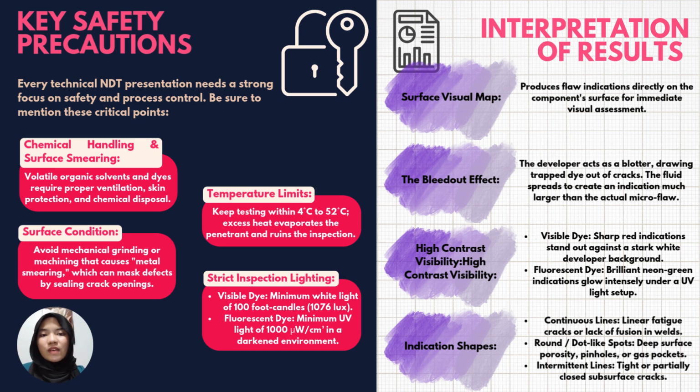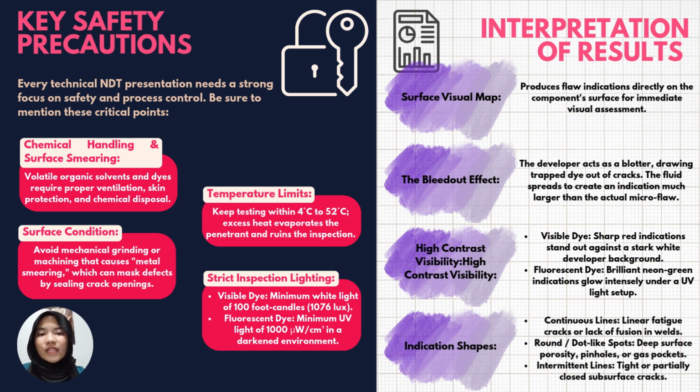Inspection lighting is also essential. Visible dye inspections require adequate white light, while fluorescent dye inspection requires ultraviolet light in a dark environment. For result interpretation, liquid penetrant testing provides a surface visual map that shows the location and pattern of defects on the material surface. The developer produces a bleed-out effect by drawing the penetrant trapped inside the defect back to the surface, making the indication easier to observe.